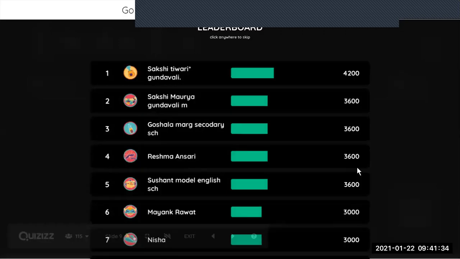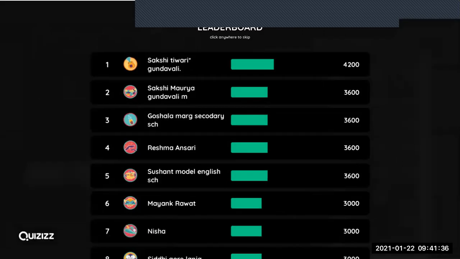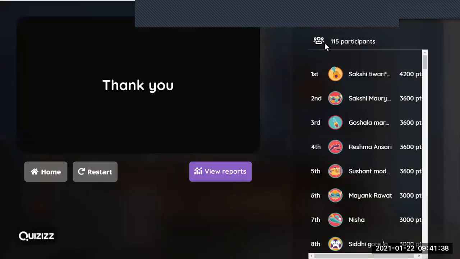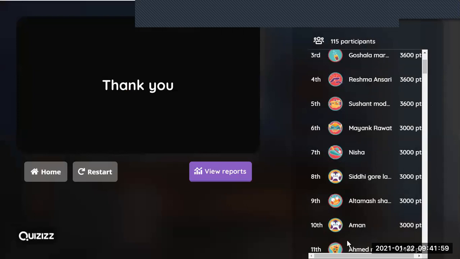And now if you go back to that link, you can see the leaderboard. Sakshi was on first, and you see here we have the participants who have topped the class today. The first three are: Sakshi Tiwari is first, Sakshi Maurya is second. The third person is from Goshala School, I guess. And fourth is Reshma. Fifth is Sushant. Sixth, seventh. You can just check out your names. The top 10 students are here.